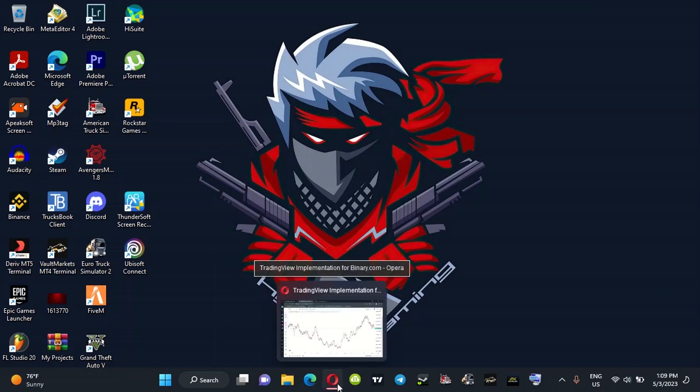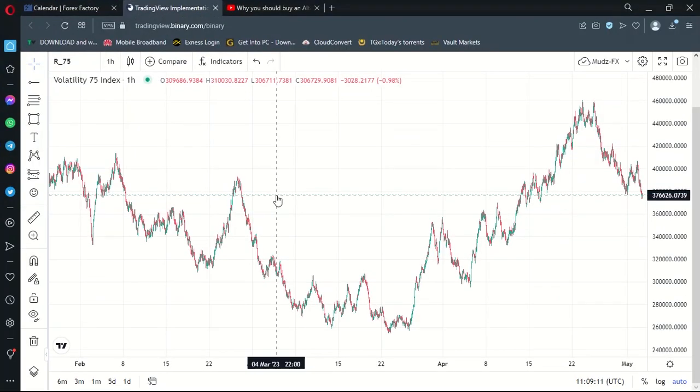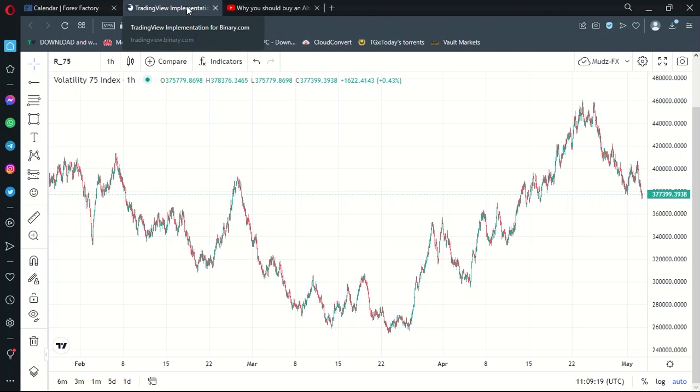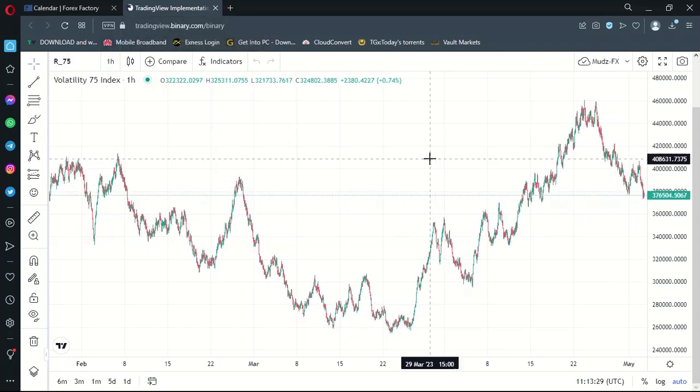This past week I've been looking at the volatility market. I'll be looking at volatility 10, volatility 75, volatility 25, volatility 50, volatility 100, and I noticed that they respect price action, price action patterns, market structure, and all that. So we're gonna get into it and see what we come up with on volatility 75.